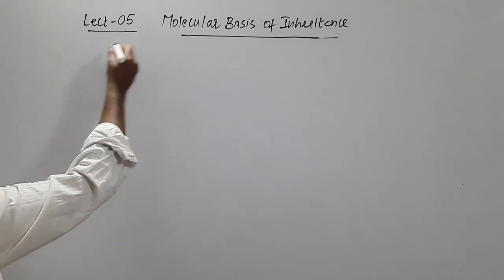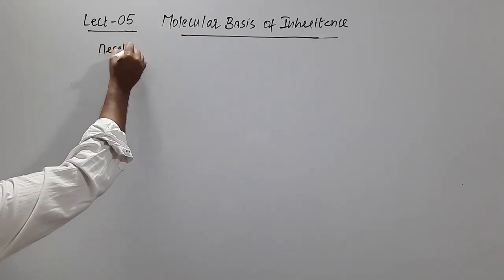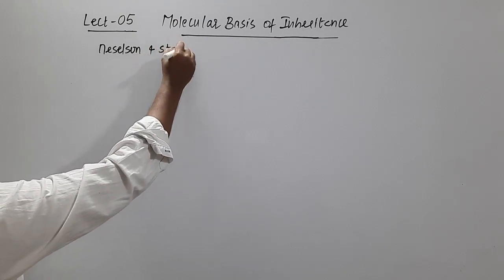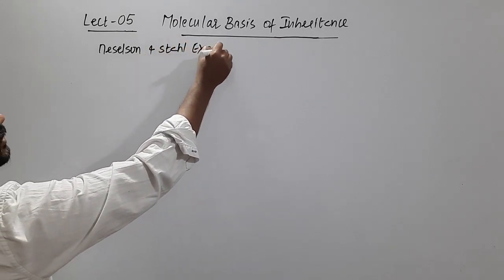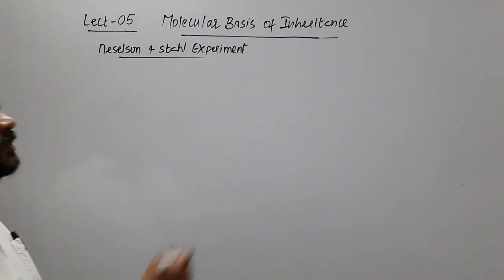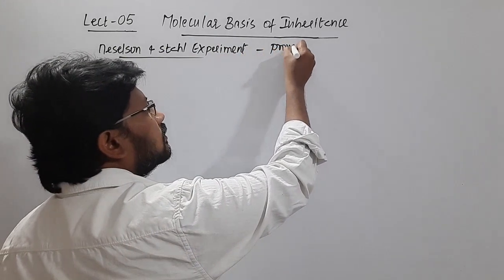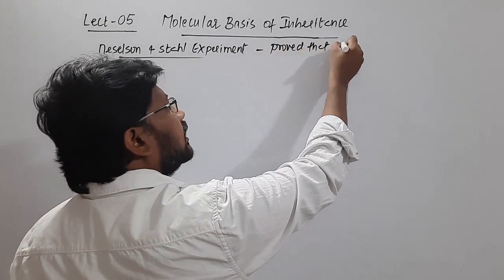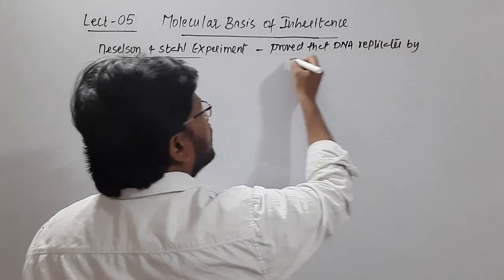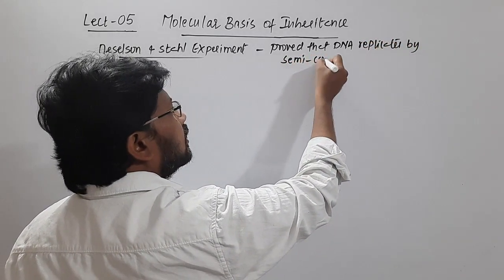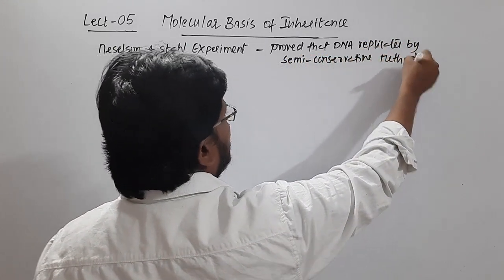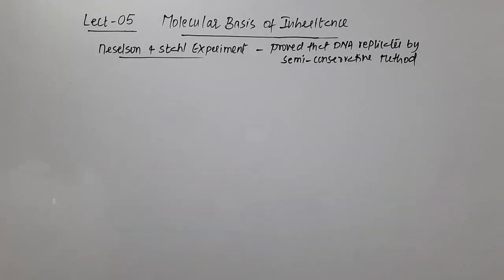So let's see the Meselson and Stahl experiment. This experiment proved that DNA replicates by the semi-conservative method.